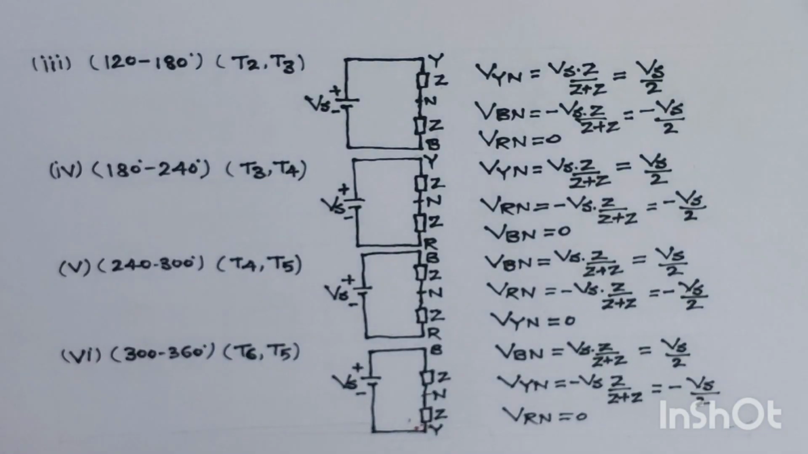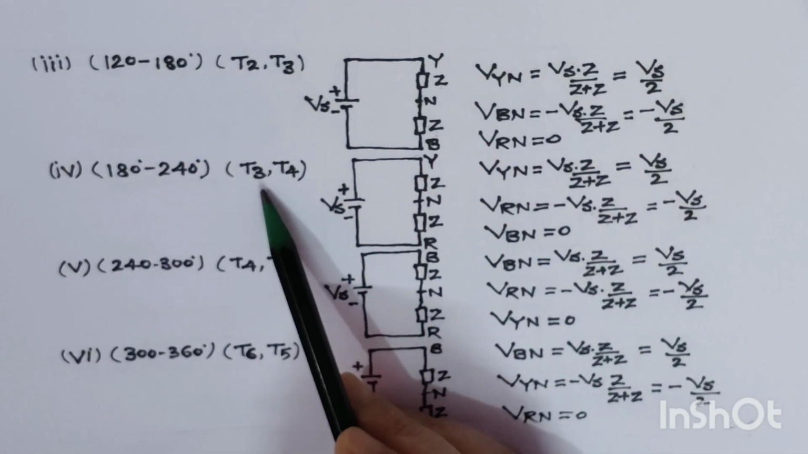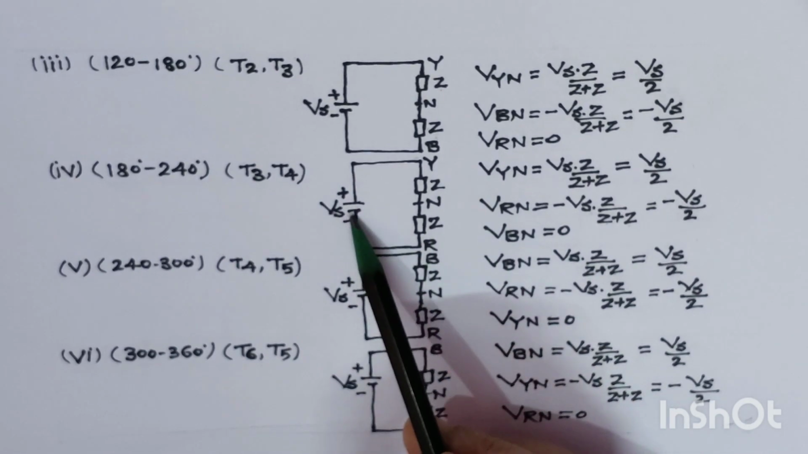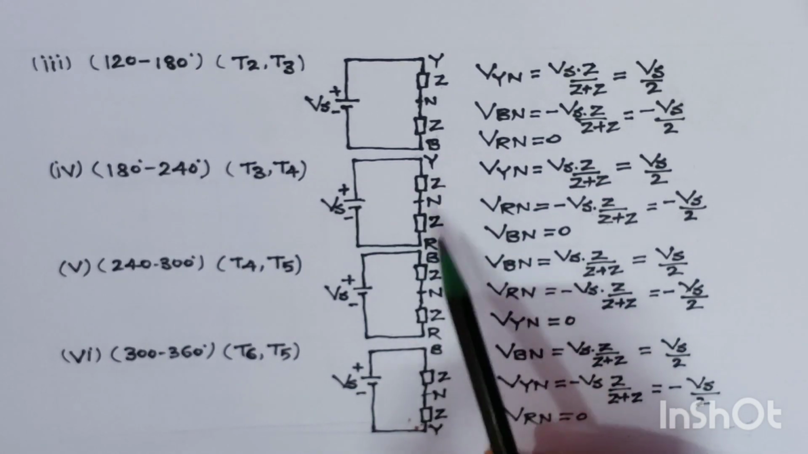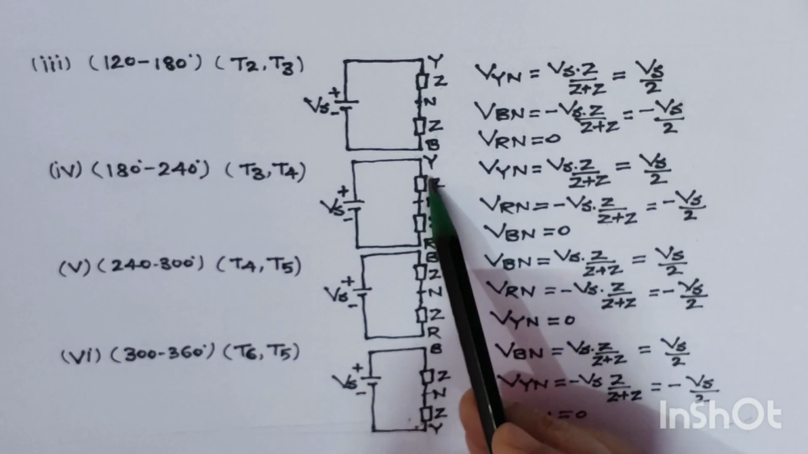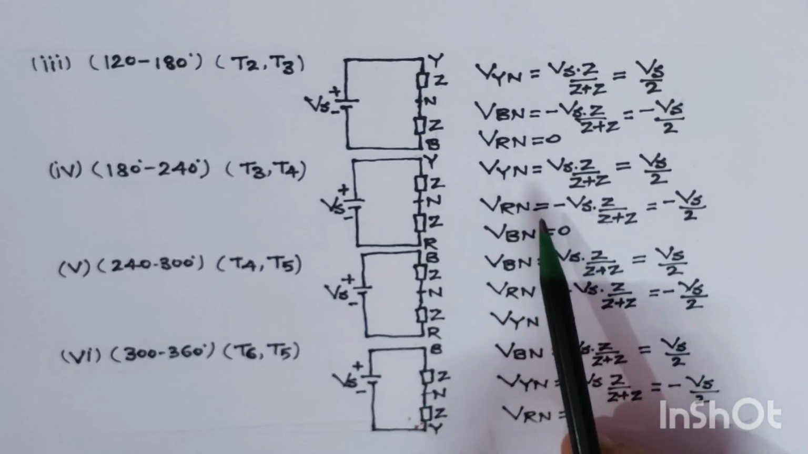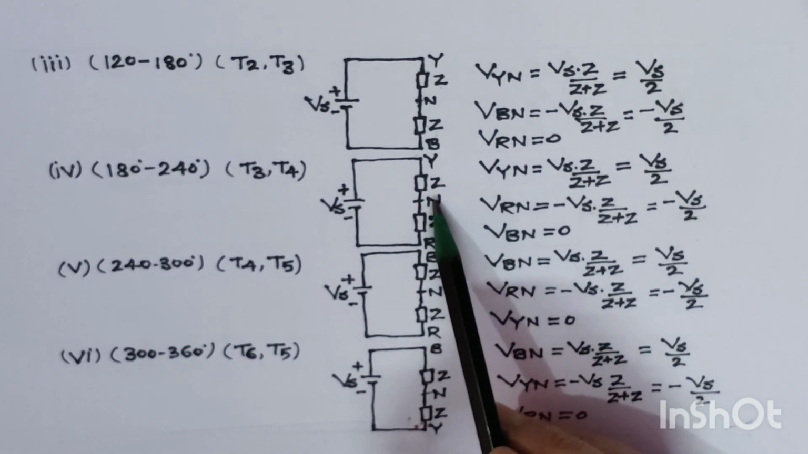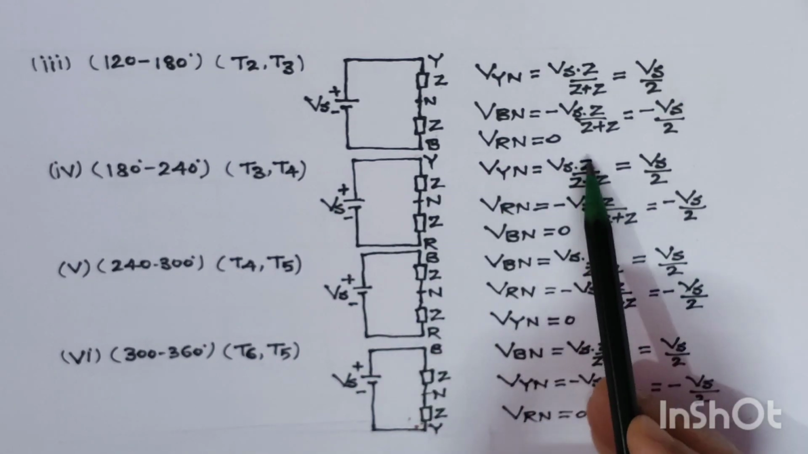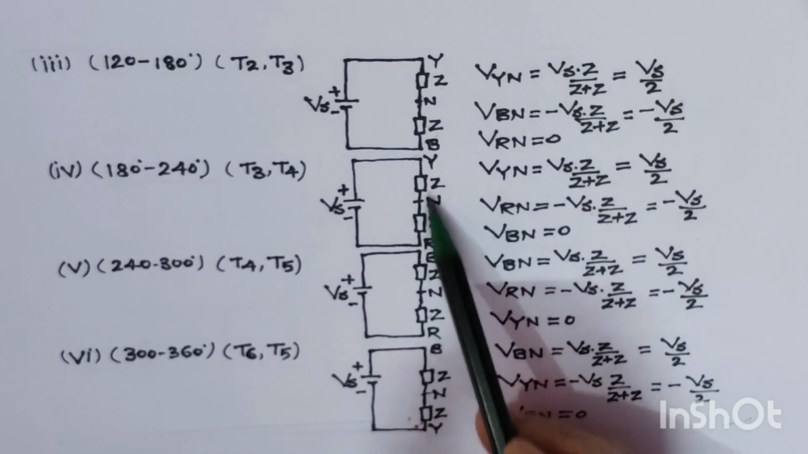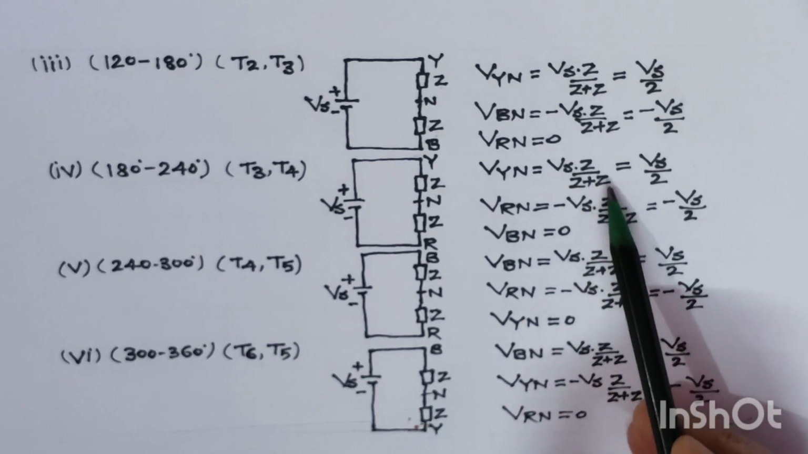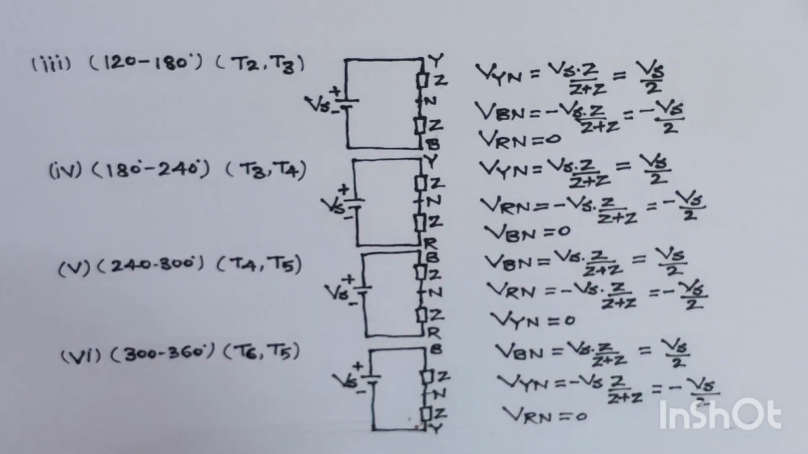So what is the equivalent circuit? Just see here. In this case, we have T3 and T4 where the Y phase and R phase are connected, and we have a supply voltage Vs. R phase is connected to the negative side and Y phase is connected to the positive side, and we have the respective impedances. So let us find out the voltage VYN. It means supply voltage Vs into impedance Z upon impedance Z plus Z upon impedance Z plus Z. If we solve this, this value comes out to be Vs by 2.